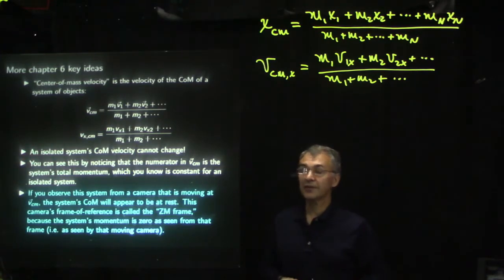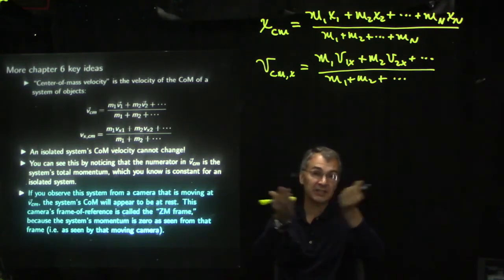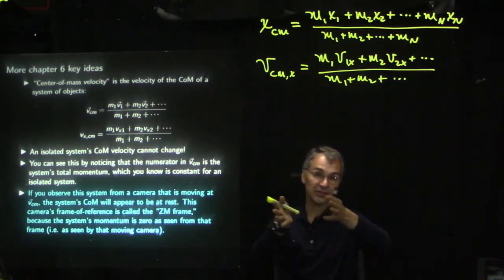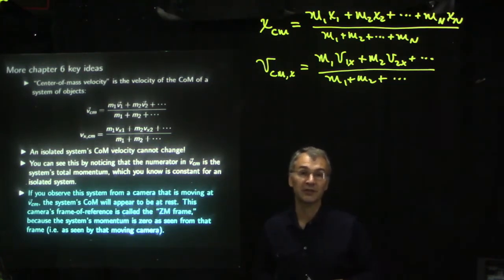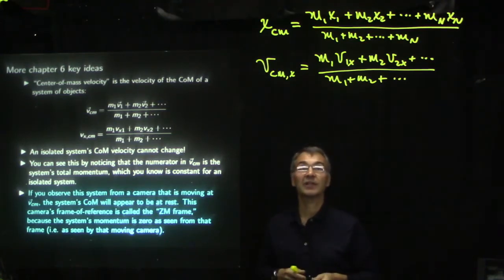So it turns out an isolated system's center of mass velocity cannot change. This is hugely important, it turns out. So if you have a system of objects, they might be pushing on each other, but as long as there's nothing outside of that system pushing or pulling on anything inside of that system, the velocity of that system's center of mass will be constant. And I think you saw that, well, you know that the momentum of an isolated system is constant.